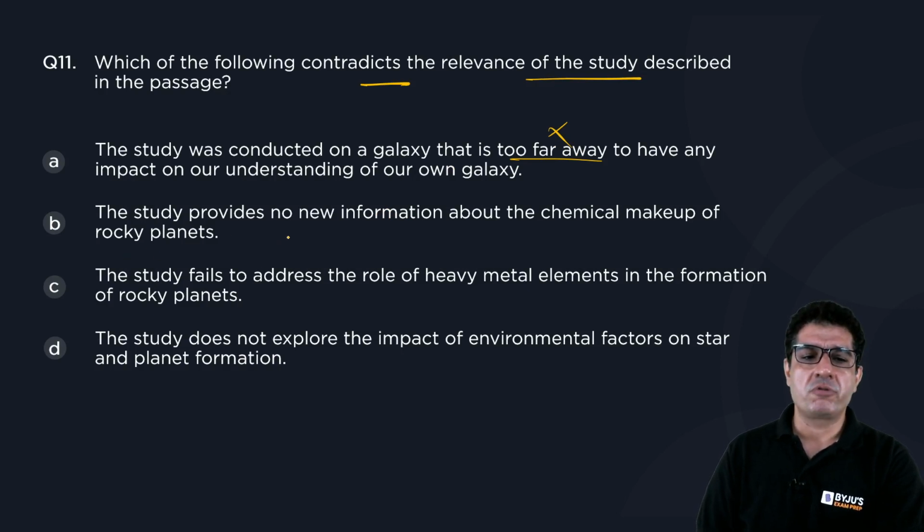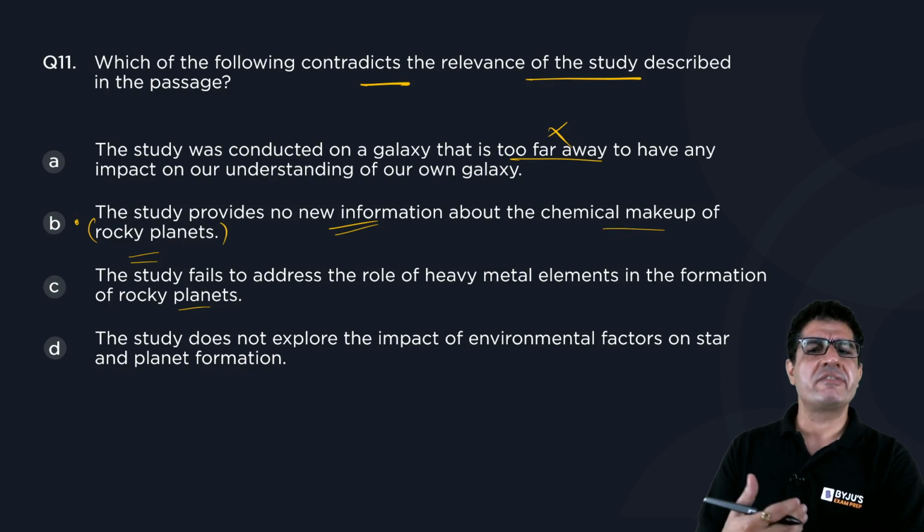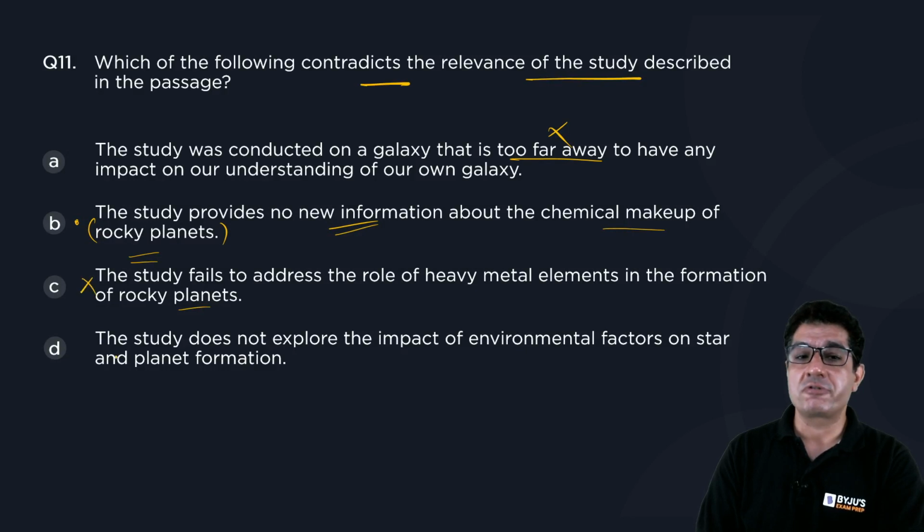B, the study provides no new information about the chemical makeup of rocky planets. This is what we wanted to study, right? If it does not give you a new information, then yes, this will contradict it. So let's keep this in running. C, the study fails to address the role of heavy metal elements in the formation of rocky planets. The study does address it. The passage does talk about heavy metal elements and their formation of the rocky planets. So just like A, C is also factually incorrect.